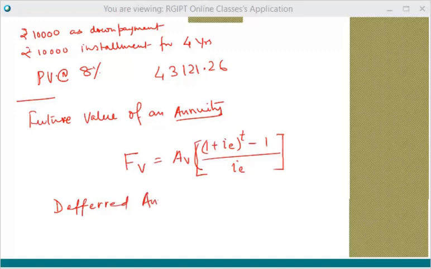Deferred annuity means that for some years you defer it, and then you start making the payments, okay? So look at whatever pandemic situation we have had here, what happened, many installments have been deferred. Okay, so deferred annuity.